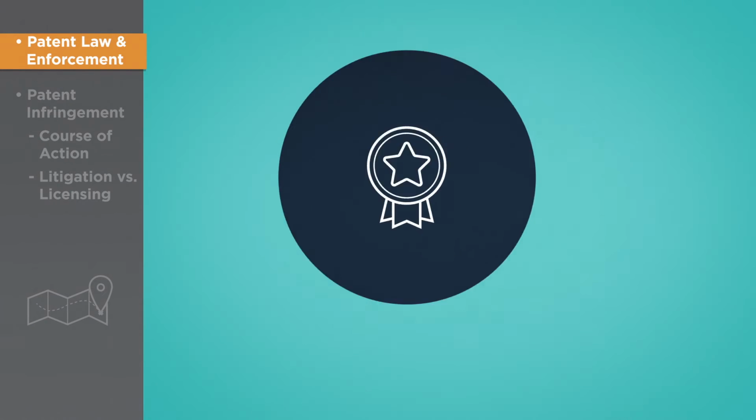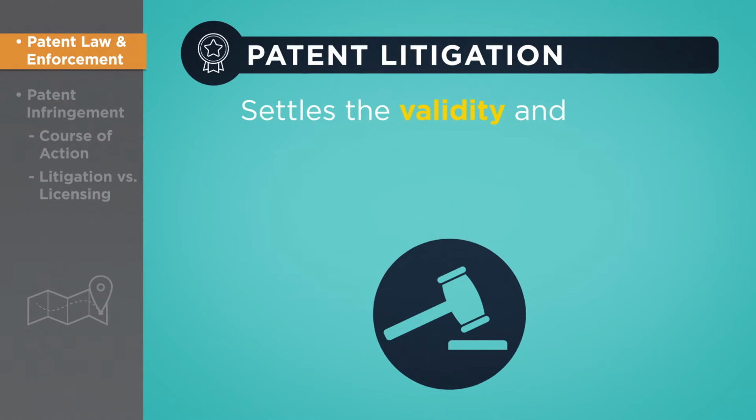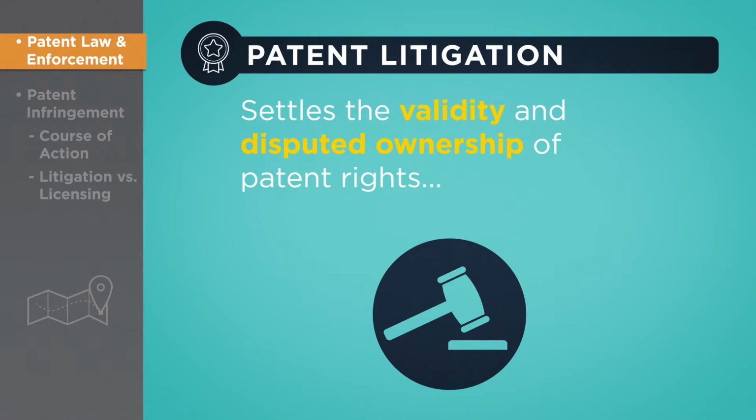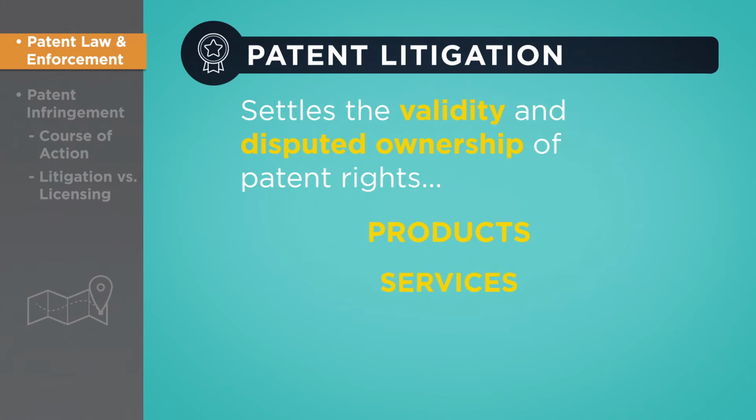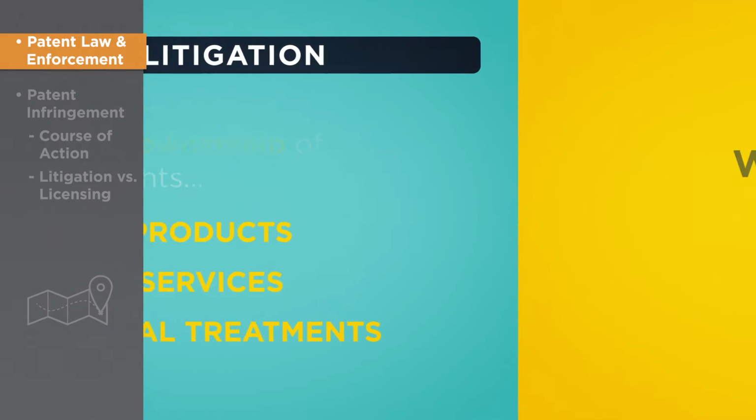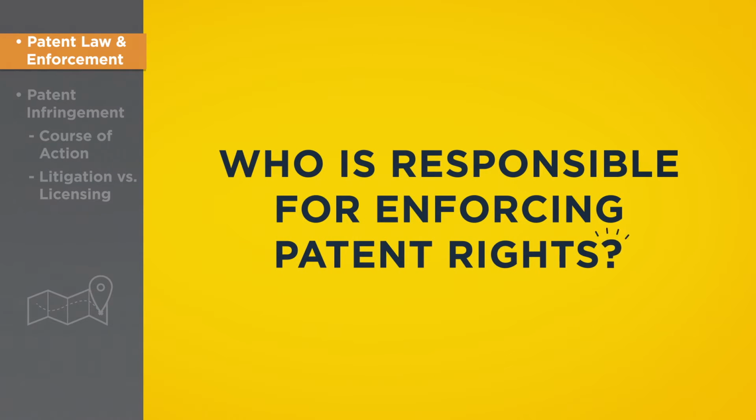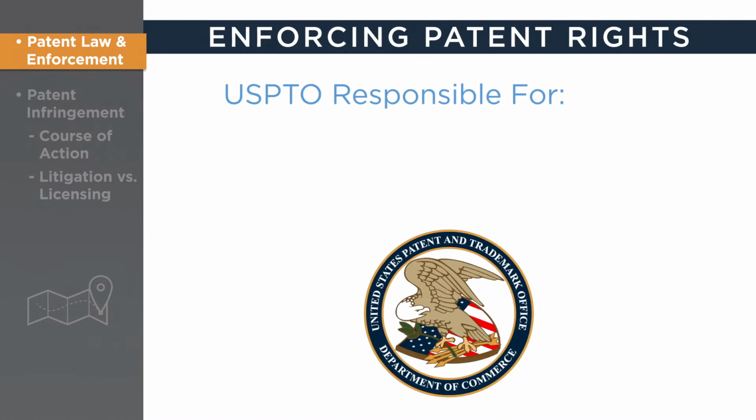Patent litigation serves a vital function in society by settling the validity and disputed ownership of patent rights so these can be commercialized into new products, services, and medical treatments. Who is responsible for enforcing patent rights? The USPTO is responsible only for examining and issuing patents, not enforcement.